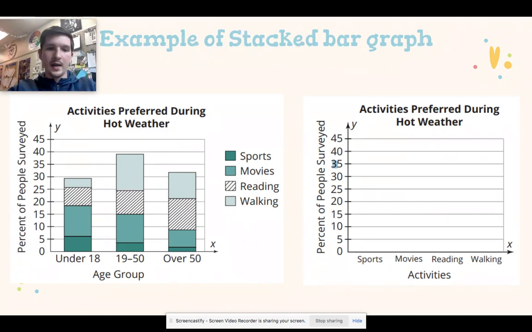And the benefits of this, right? The reason why I love this idea of a stacked bar graph is I can quickly look at this and say, oh, I already know that between 19 and 50 was the most population in this. I can also look at this and, okay, by far, sports across the board was the least popular activity during a hot weather day. And it looks like in under 18, movies were definitely a popular choice for this age group. That's why it's beneficial for us.